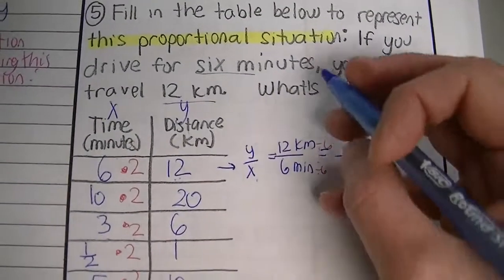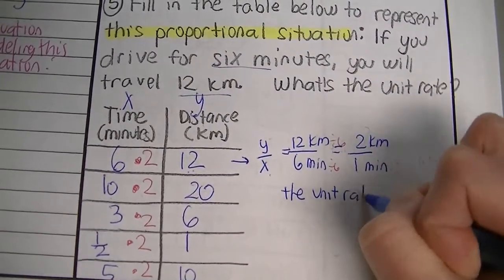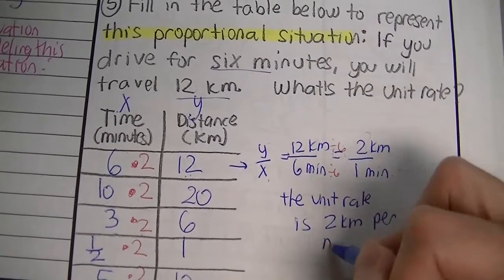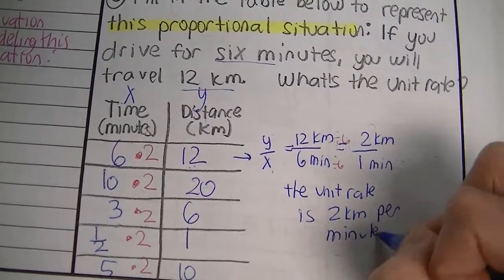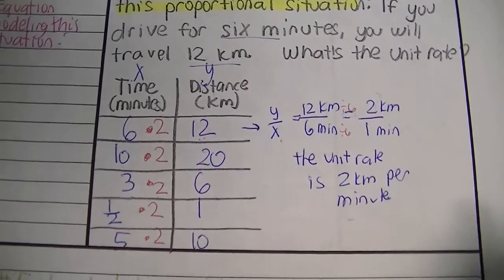So it says, what's the unit rate? Let's just answer the question. The unit rate is 2 kilometers per minute. Or you could say the unit rate is 2 kilometers for every minute traveled.